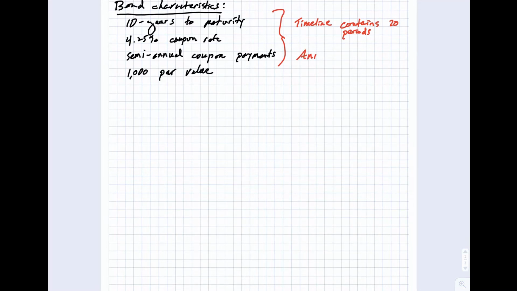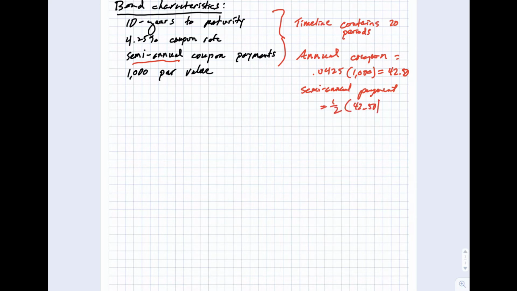And the annual coupon amount is the coupon rate times par value, which is $42.50. But recall these payments will be made every 6 months, and so it's going to be half of that each 6 months. And so our semi-annual payment is going to equal 1/2 of $42.50, which equals $21.25.